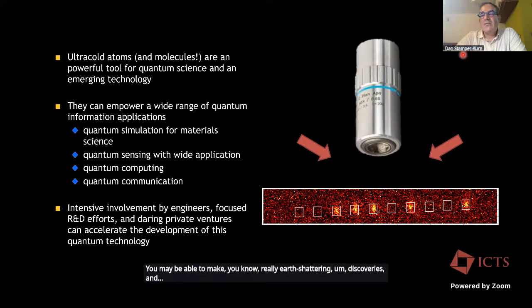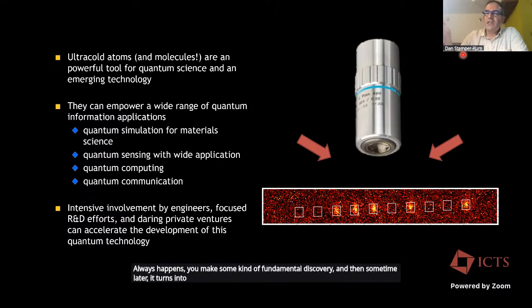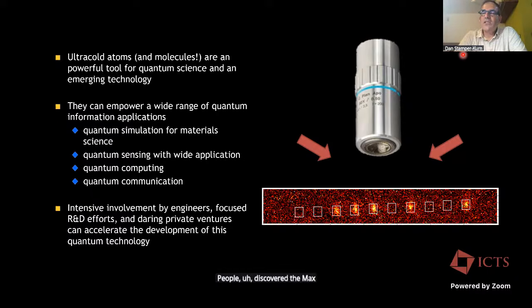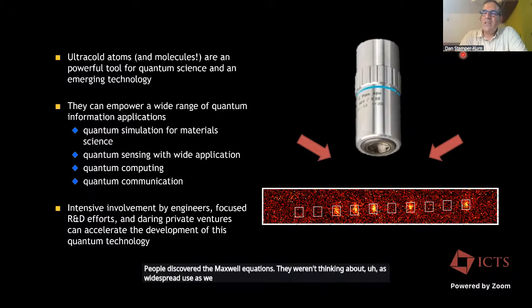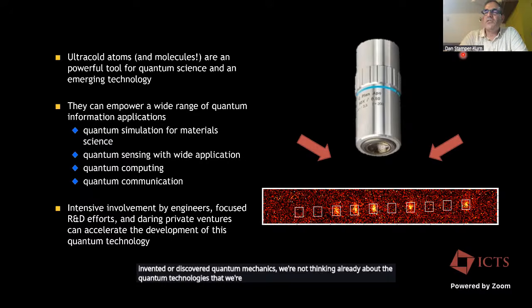It always happens. You make some kind of fundamental discovery, and then sometime later it turns into essential technology. When people discovered the Maxwell equations, they weren't thinking about as widespread use as we have today. And people who first invented or discovered quantum mechanics were not thinking already about the quantum technologies that we're trying to develop 100 years later, but it did start with their effort.